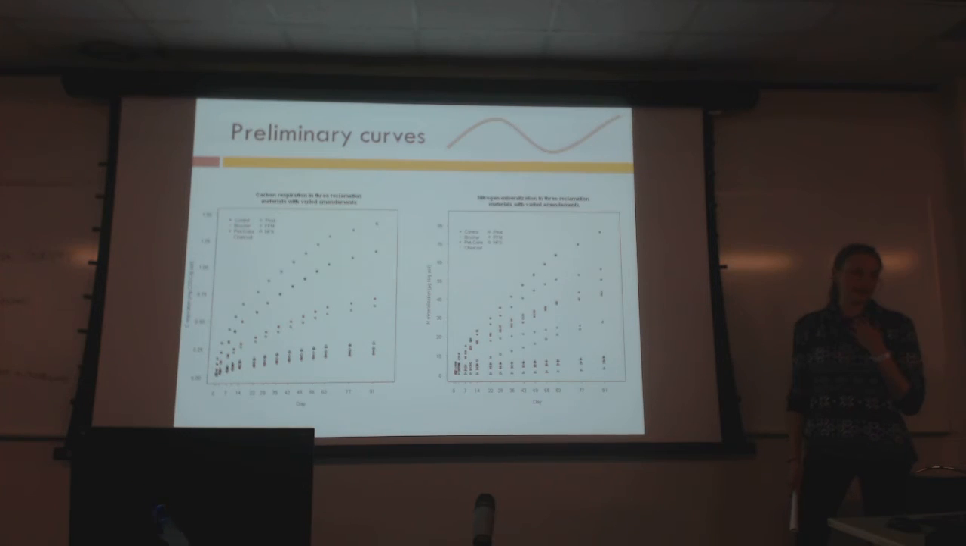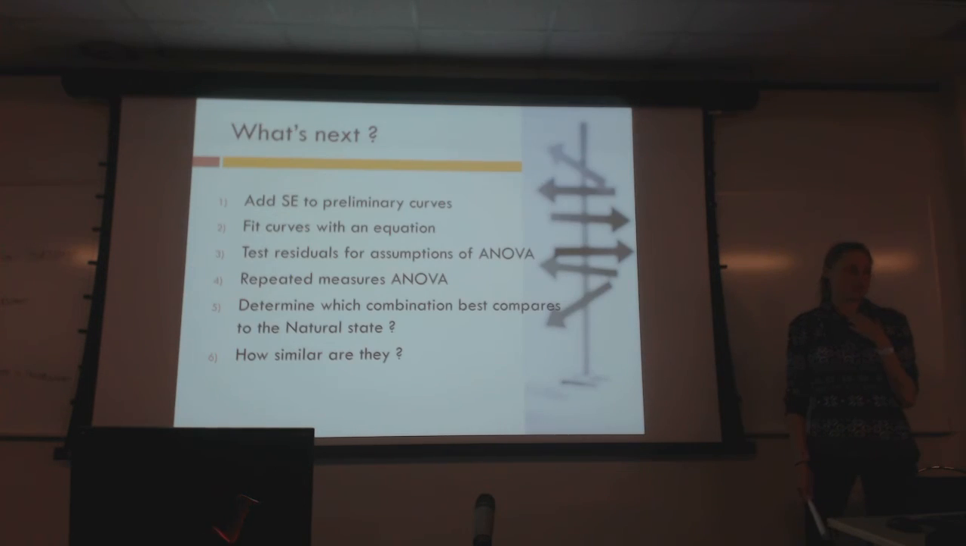So here you can kind of see it's all put together. And again, these should be line plots, but that's to come. And you can see how the peat, the forest floor mix and the natural soils compare, and how it differs extremely between the different materials used.